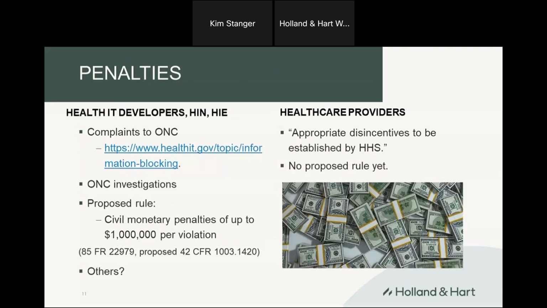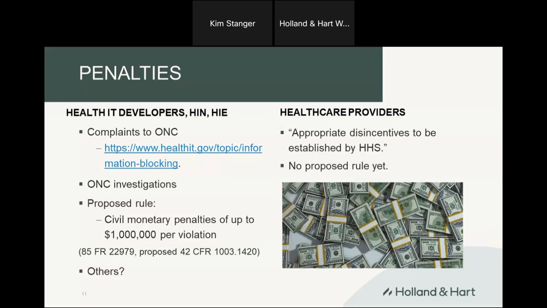If you are a health IT developer, a health information network, or a health information exchange, there's a process in place. Complaints are made to the Office of National Coordinator for the Healthcare IT. The ONC then does its investigations. Under a proposed rule that they have issued, it would allow them, consistent with the statute, to impose civil monetary penalties of up to $1 million per violation. That is a huge risk for health IT developers, HINs, and HIEs.